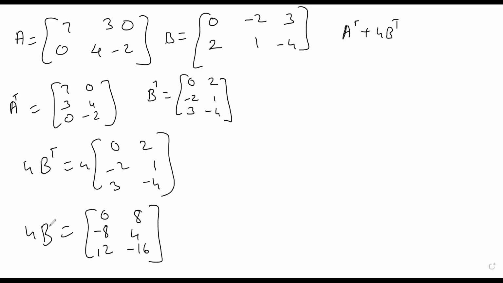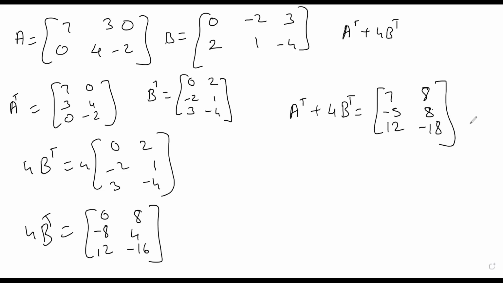This is 4B transpose. So A transpose plus 4B transpose is 7 plus 0 is 7. 0 plus 8. 3 minus 8. Plus हो रहा है ना क्योंकि तो 3 plus of minus 8 is minus 5. 4 plus 4 is 8. 0, this is 12. Minus 2 plus minus 16 is minus 18. This is your answer.